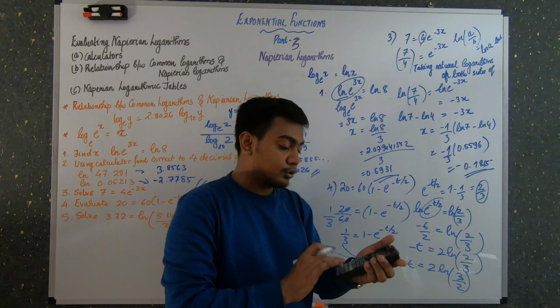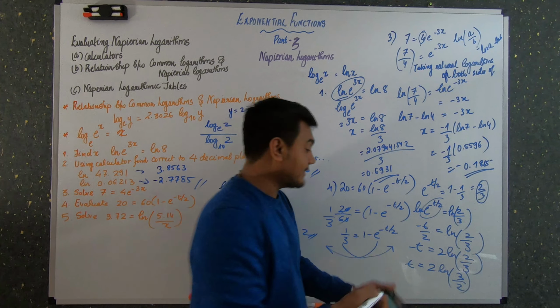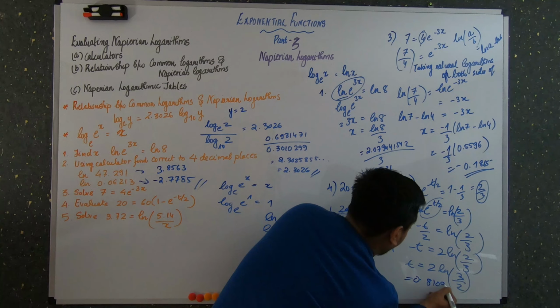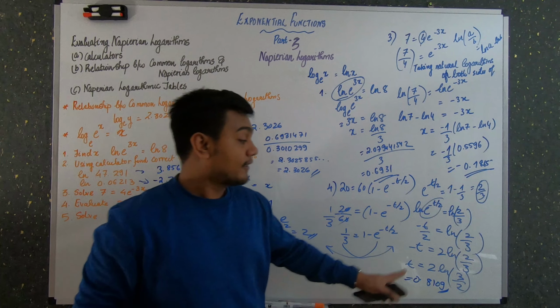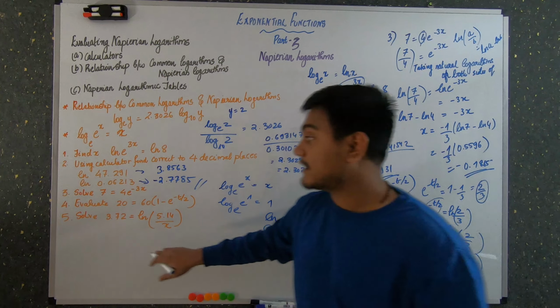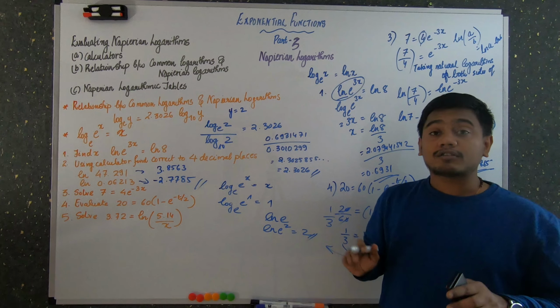So let's find what it is. 2 into ln 3 by 2 is 1.5, right? So you get the value of t as 0.8109 up to 4 decimal places. So this is the value for the fourth problem. And now let's discuss our last and final problem. I hope you have understood all these sections.